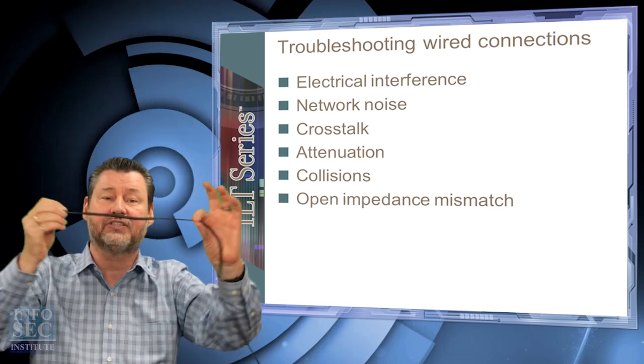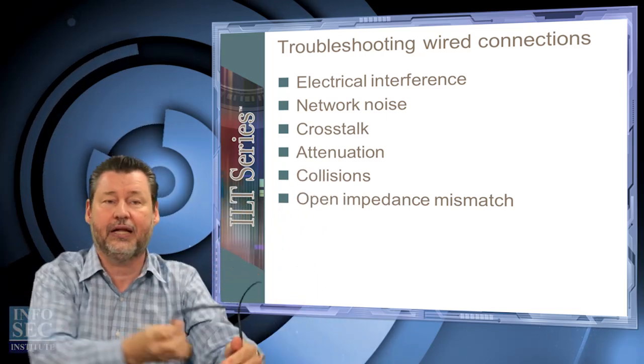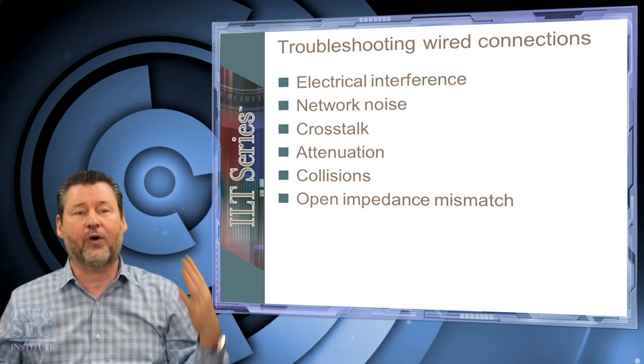Attenuation, loss of signal strength over distance. You get a longer cable, it tends to break down. Most twisted pair cables are only rated at 100 meters.